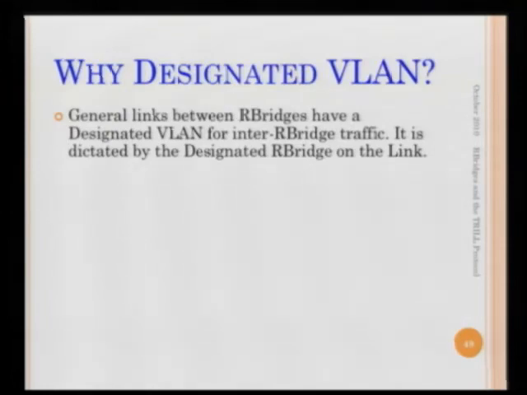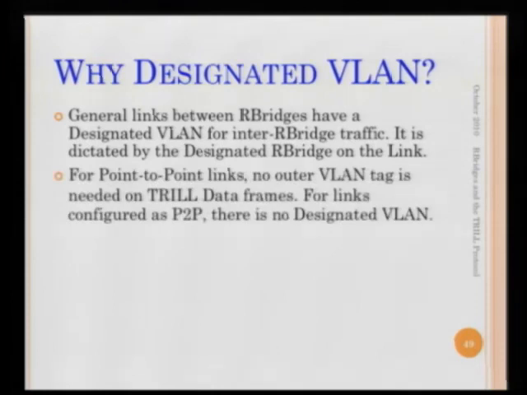In the general case, links between RBridges have a designated VLAN. It's dictated by the designated RBridge for the link. If you have point-to-point links, you don't ever need an outer VLAN tag really on a point-to-point link, and if they're configured to be point-to-point in the IS-IS sense, then you don't even need it. There really isn't a designated VLAN.